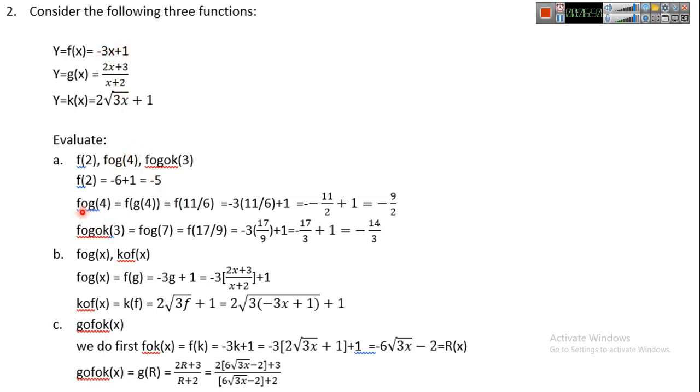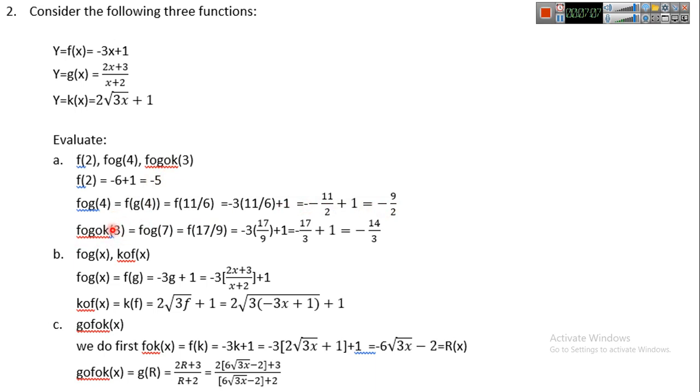I want f of g of 4, so it's f of g of 4. I do first of all g of 4: 8 plus 3, 11 over 6. So I have f of 11 over 6, so it will be minus 3 into 11 over 6 plus 1, and you have this calculation.